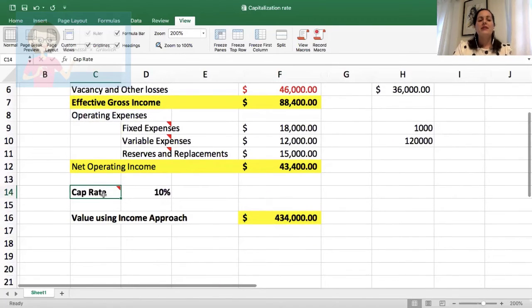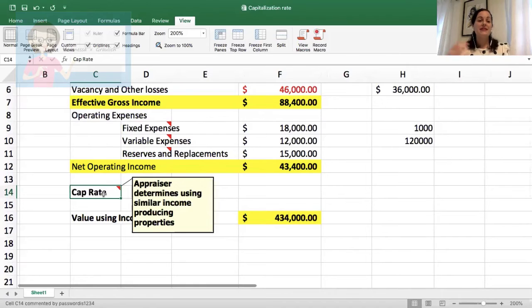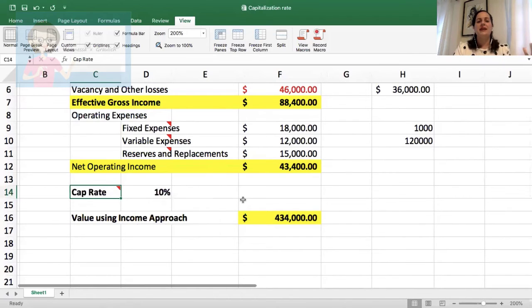The cap rate is basically determined by the appraiser. And what he does is that he grabs a bunch of properties that were sold in the last, I'm not sure what period they use, but let's say in the last year, 6 months. The appraiser is basically going to try to figure out the cap rate by evaluating the last closings. And then he says, okay, the cap rate is 10%.